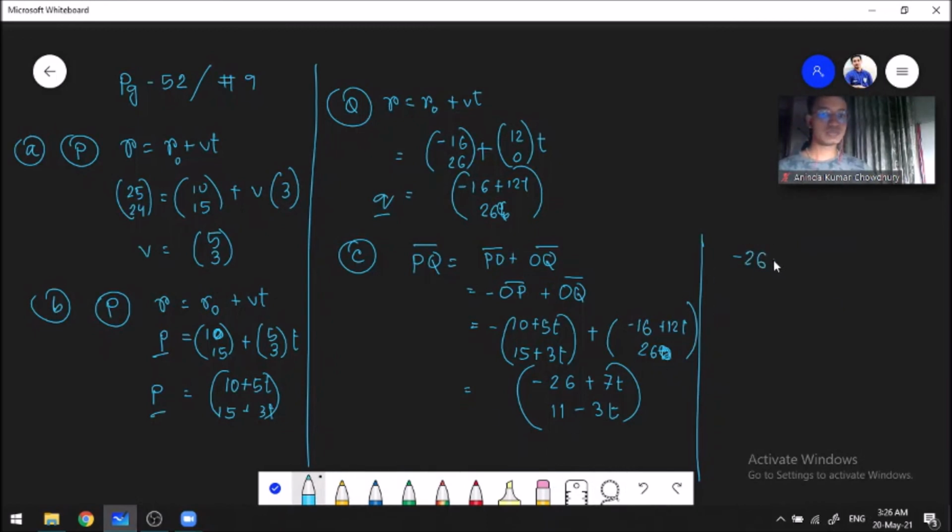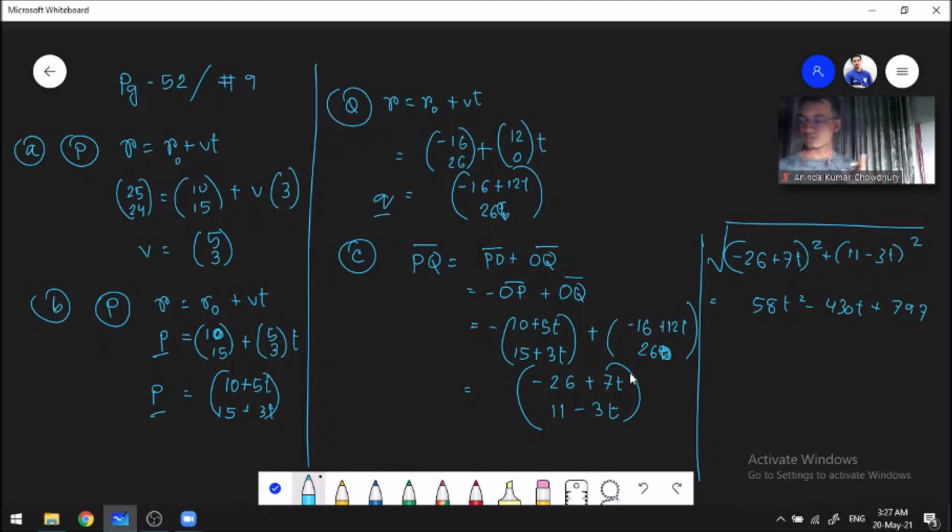It is (-26 + 70t)² + (11 - 3t)². So if you expand these brackets and work them out, you will get this expression: 58t² - 430t + 797. Basically what the question wants us to show. So first of all, we found the displacement vector between P and Q. From the displacement vector we found the distance.